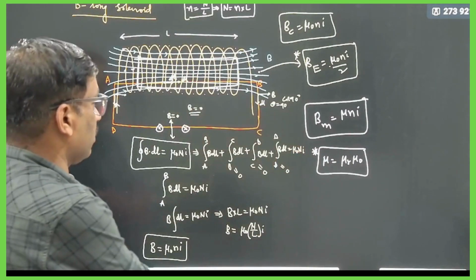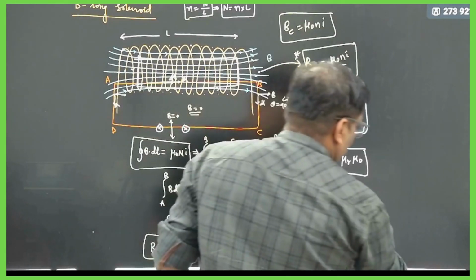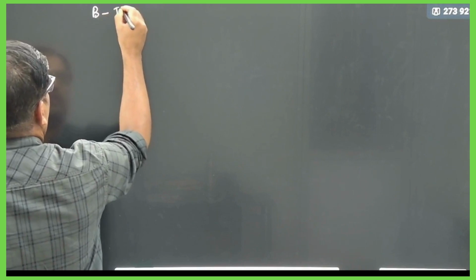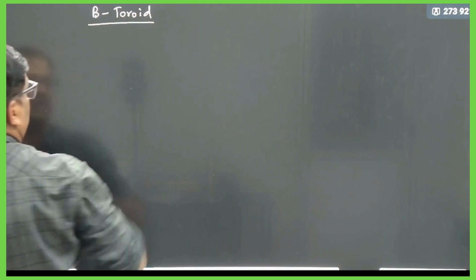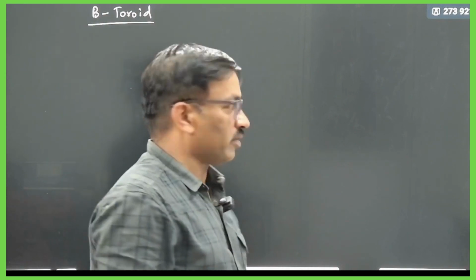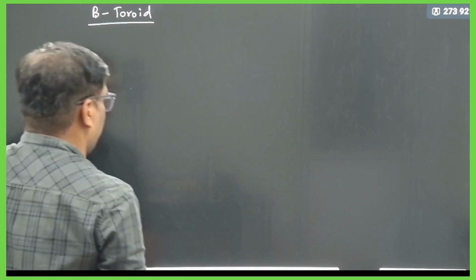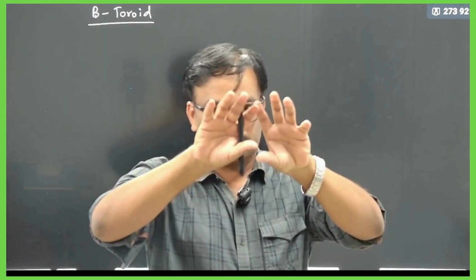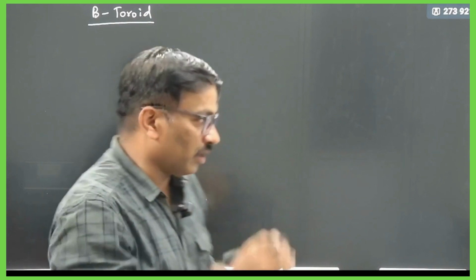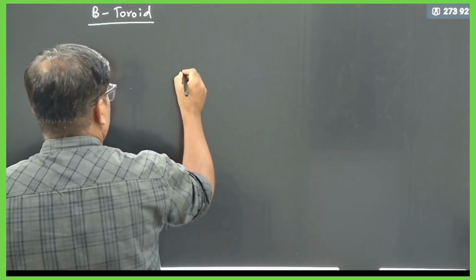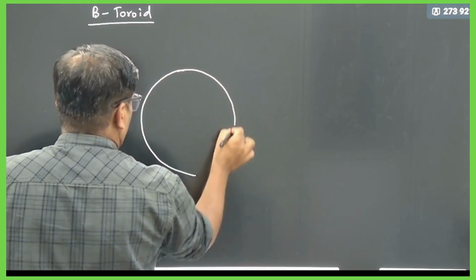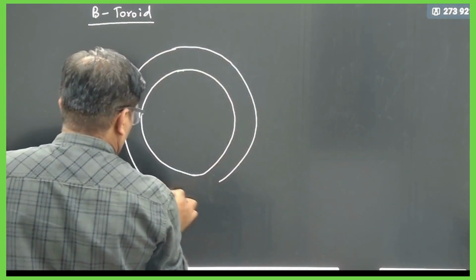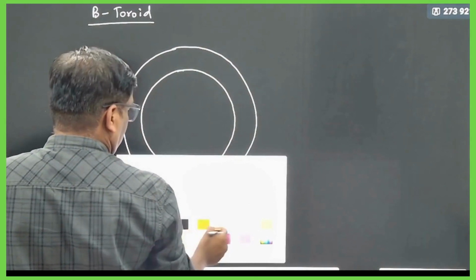Clear? Okay. Now we'll go for one more similar concept: the magnetic field due to a toroid. This is also very important, the most important derivation for board examinations. Clear? So what is a toroid first of all? The solenoid is a long solenoid. This long solenoid we will bend into the form of a circular coil like this, right? Here now we will see it.